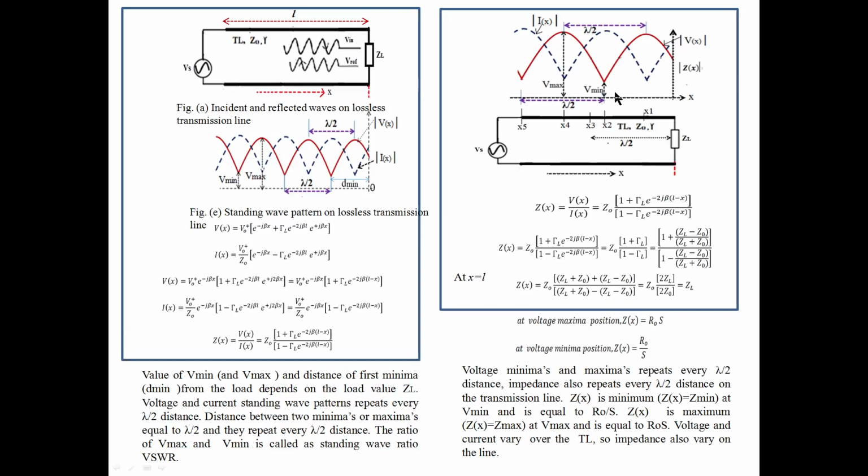In the quiz I gave yesterday, instead of the distance between two minimas, I gave the distance between a maxima and a minima, that is lambda by 4 instead of lambda by 2. It is half of that. From minima to minima is lambda by 2, so from minima to maxima it is automatically lambda by 4. Once lambda by 2 is known, you can easily find the value of lambda, and once you get lambda, you can get the value of frequency. That problem I gave in the quiz.